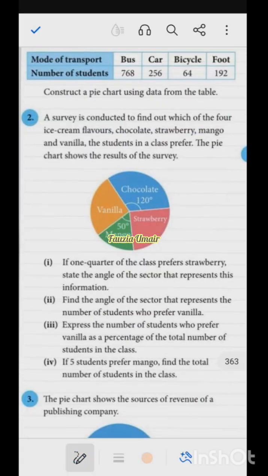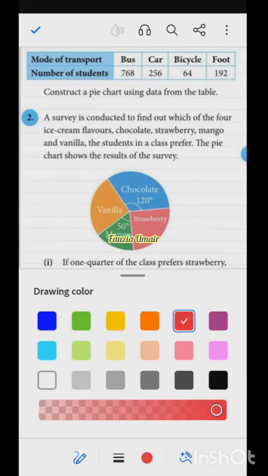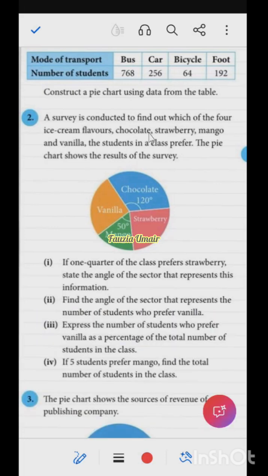These questions are also tricky because they can ask you a variety of questions. Remember that one time you sent me a question from a past paper? That is a similar question, right? Now look, a survey is conducted to find out which of the 4 ice cream flavors, chocolate, strawberry, mango and vanilla, the students in a class prefer. The pie chart shows the result of the survey. They have given you the angle of chocolate. What is the angle of chocolate?